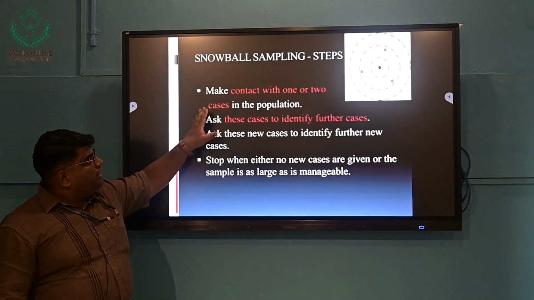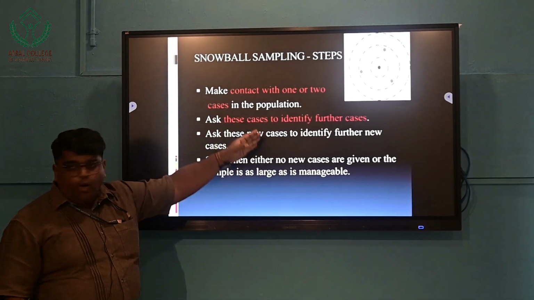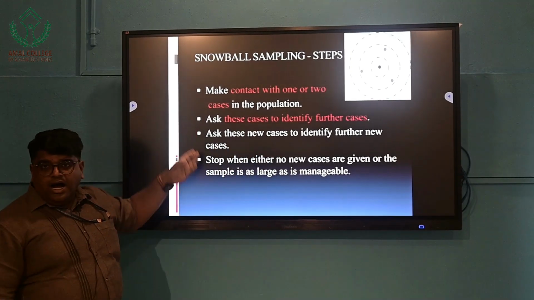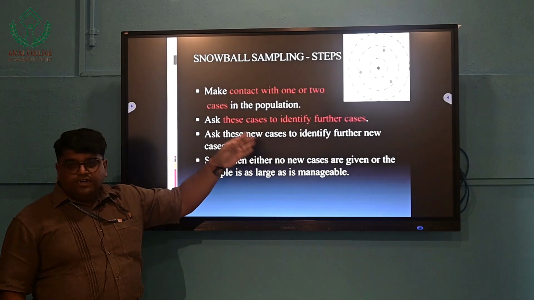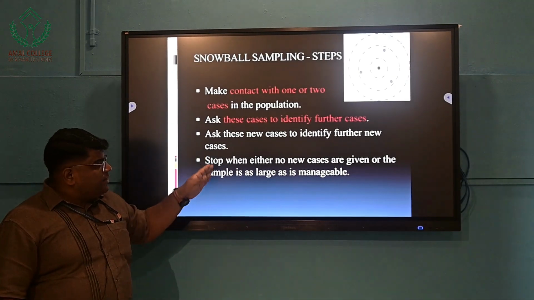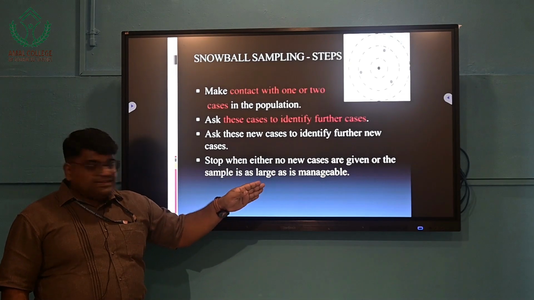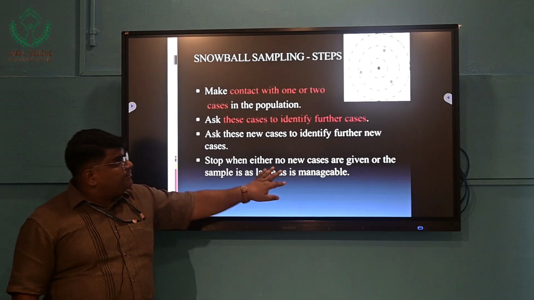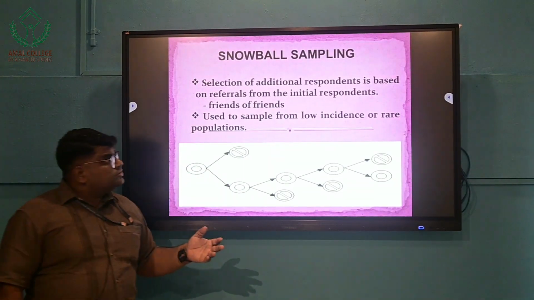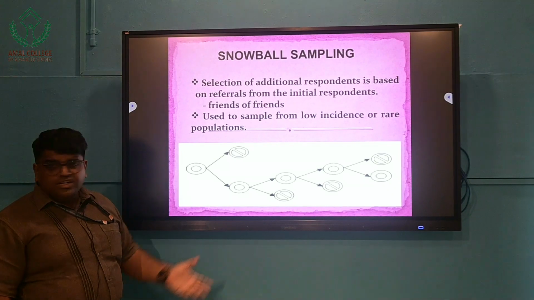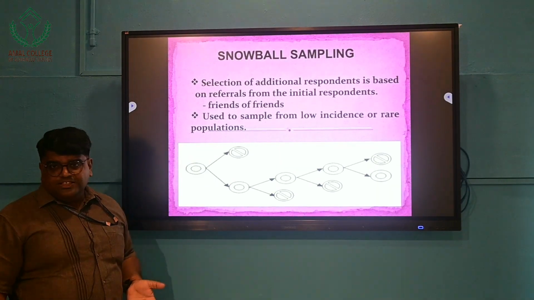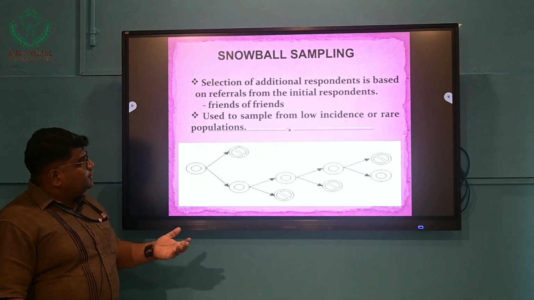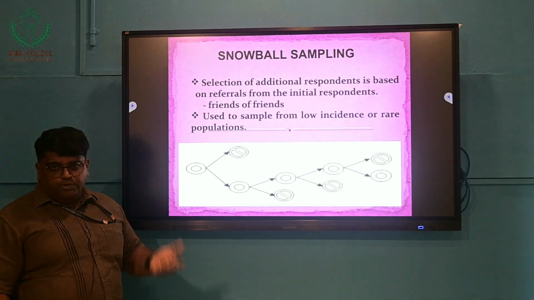Snowball sampling steps: make contact with one or two cases in the population, ask these cases to identify further cases, ask these new cases to identify further new cases, and stop when either no new cases are given or the sample is as large as is manageable. Now again, going to snowball sampling, as I mentioned earlier, selection of additional respondents is based on referrals from the initial respondents, friends of friends. It is used to sample from low incidence or rare populations.